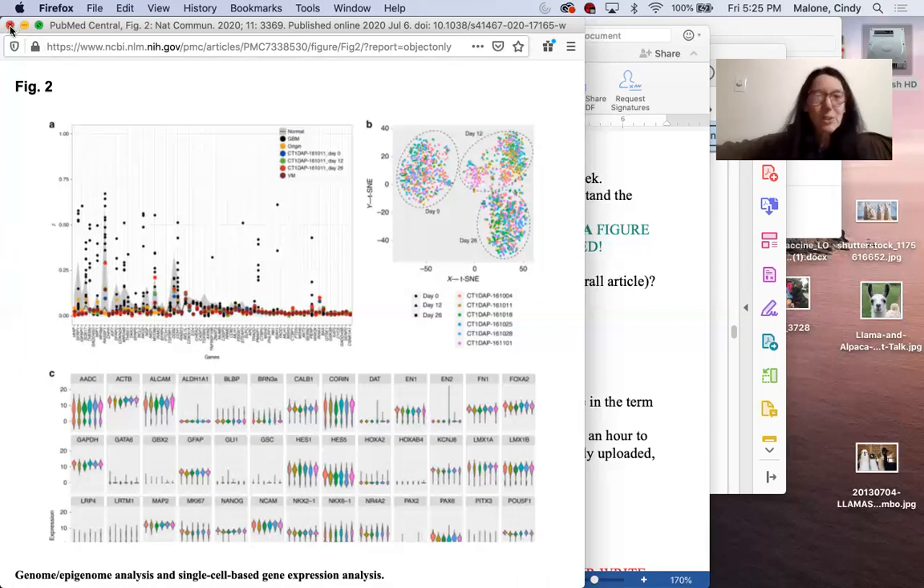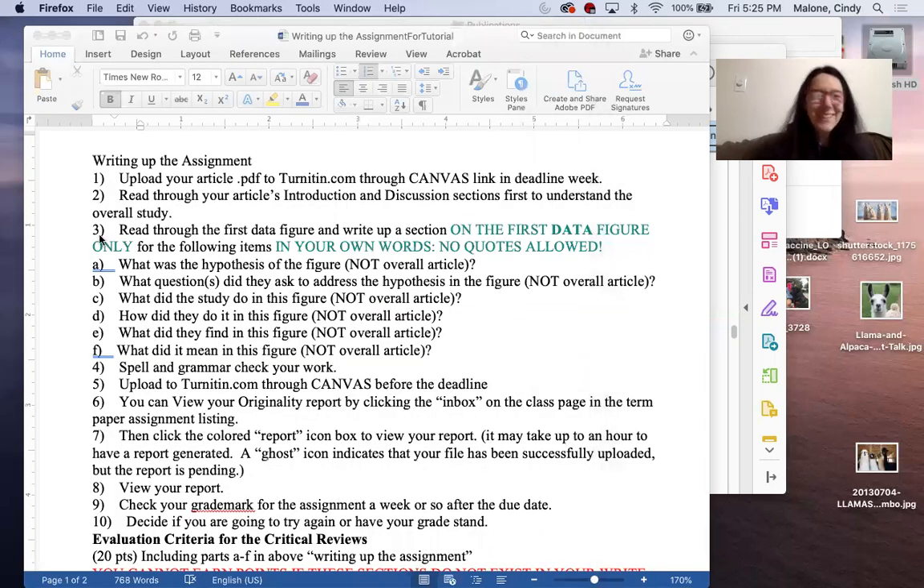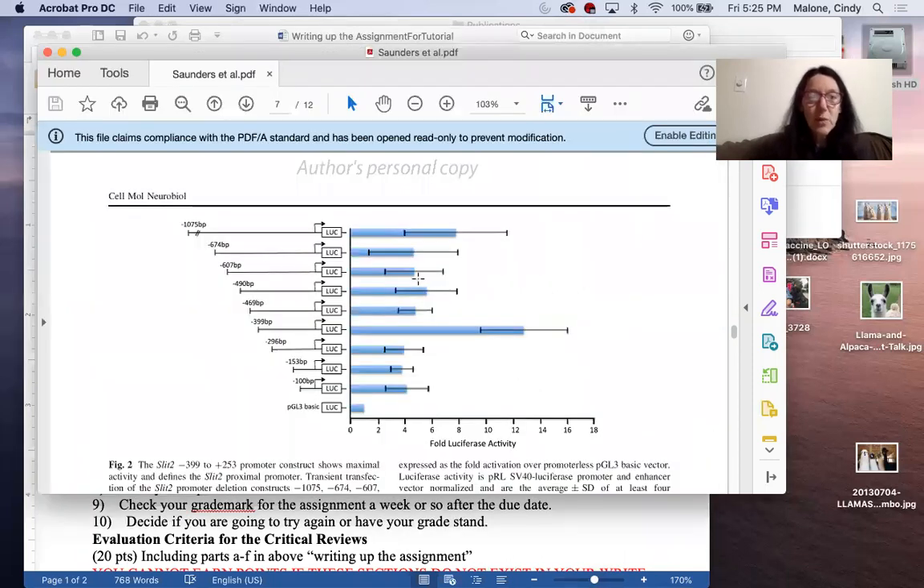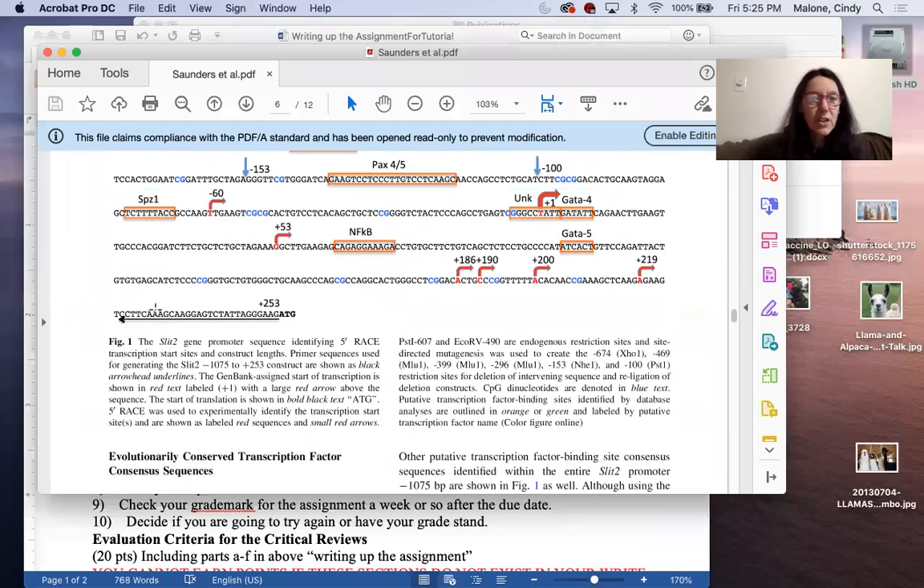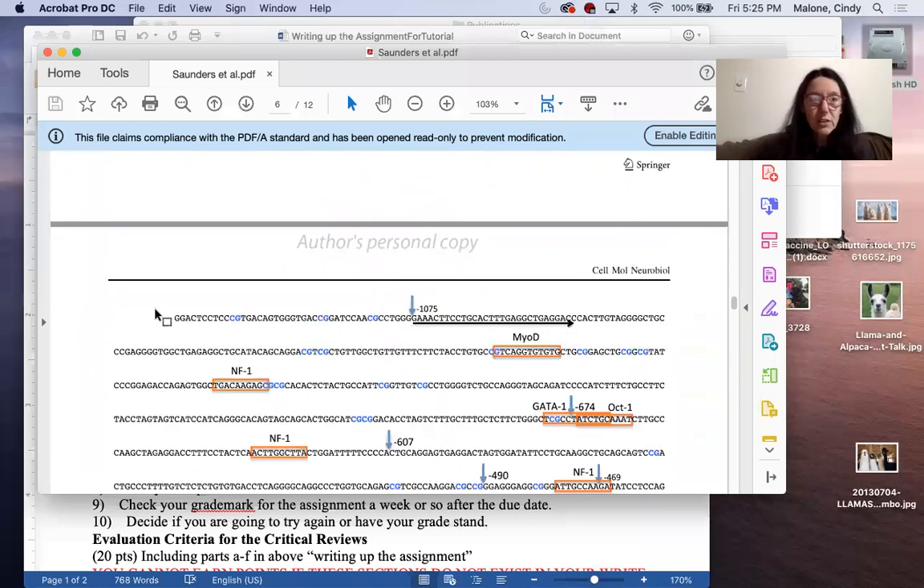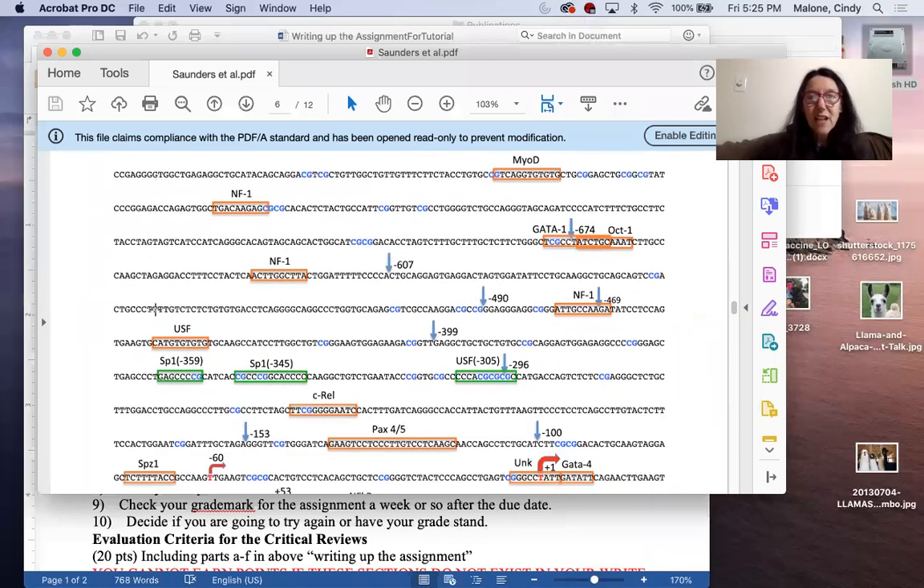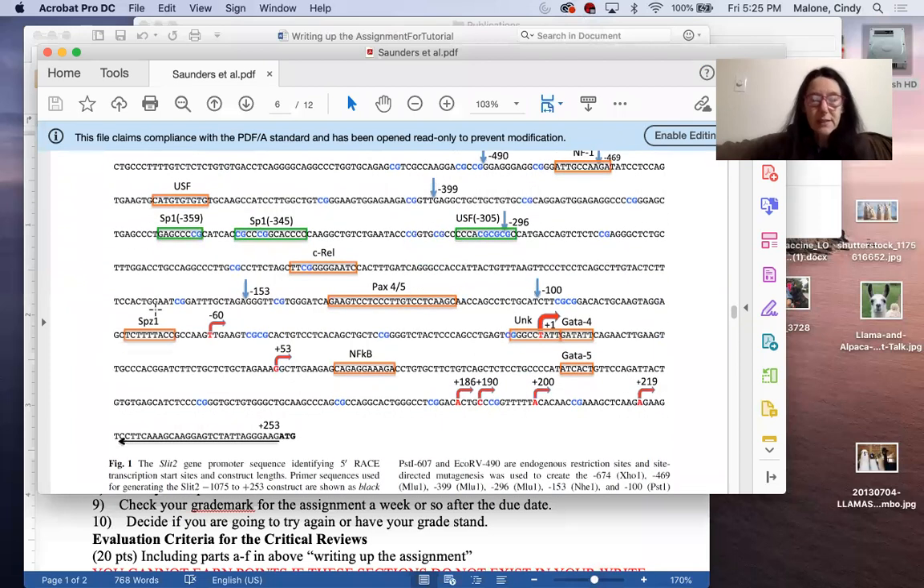So let's go to something that's a little more reasonable. All right, so here we go. We have a nice paper right here. And the first figure is not a real experiment. It's a promoter region. It's a sequence.